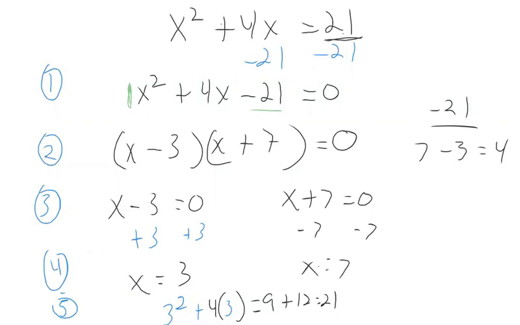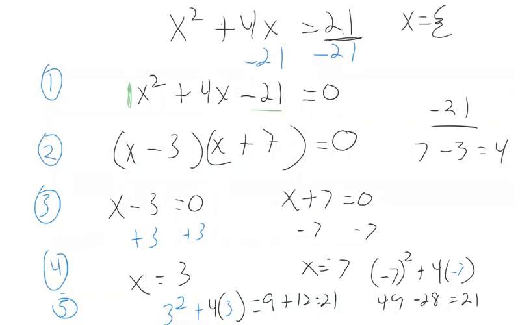So now I do a negative 7 quantity squared plus 4 times a negative 7. So negative 7 squared is 49. 4 times a negative 7 is a negative 28. 49 minus 28 is 21. So that is also a correct answer. So I'll write it up here in the corner because I ran out of room. X equals, I'll put it in curly brackets, set notation, 3 comma negative 7. So that's probably how you'll see your answers on Pearson, in curly brackets with a 3 and a negative 7.